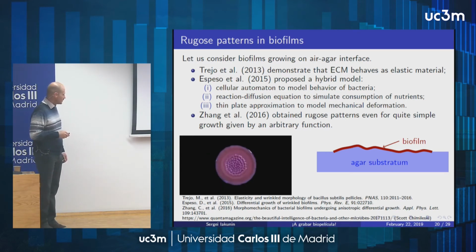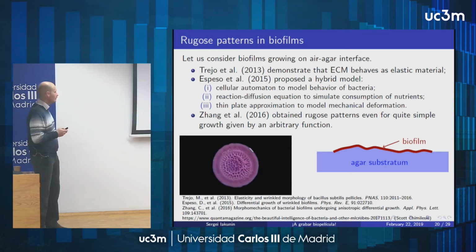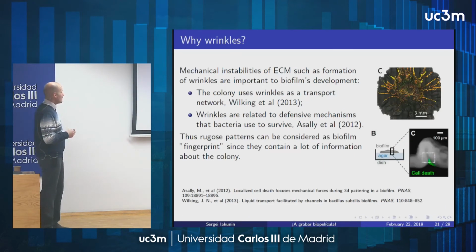And in this picture you can see how a Pseudomonas aeruginosa colony grows and how wrinkles form on this colony. We can see that their frequency changes, and that mostly this formation, this shape, is a result of mechanical instability of the biofilm. Why are wrinkles in biofilms important?